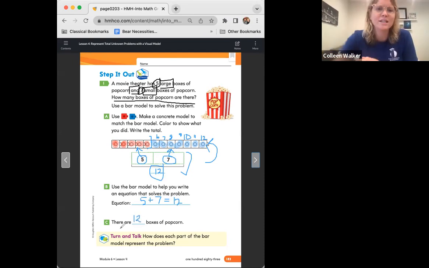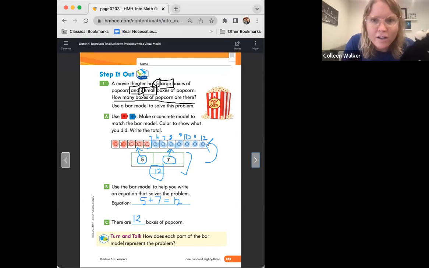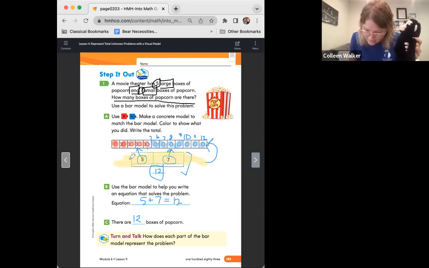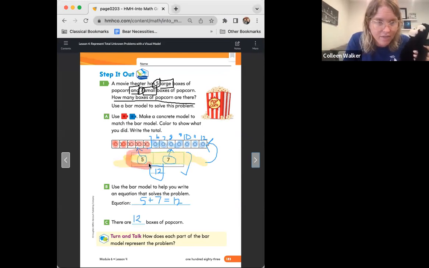So for turn and talk, it says, how does each part of the bar model represent the problem? Awesome, Monkey. Thank you. So Monkey said the top bars, oh, you want me to highlight it for them? Okay, no problem. Let me find a highlighter. So he said this part of the problem, those top numbers right there, are the addends. And those numbers go in the bars, the two different bars. Oh, you want me to switch the color? Okay. So he said, these numbers are the addends and they go in the bars.